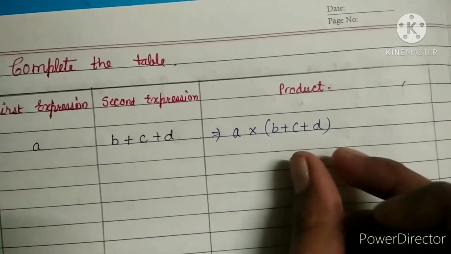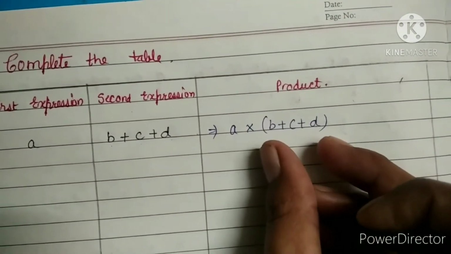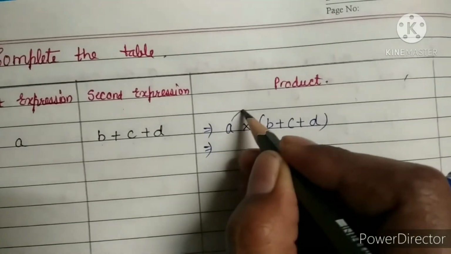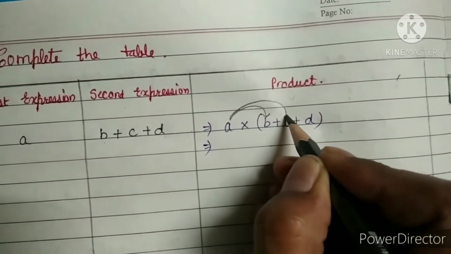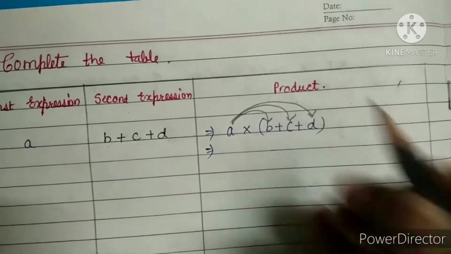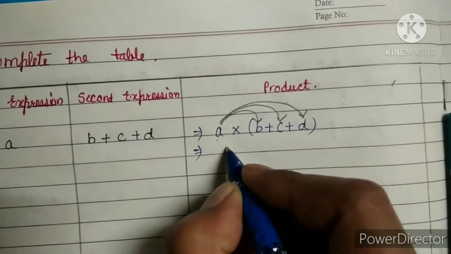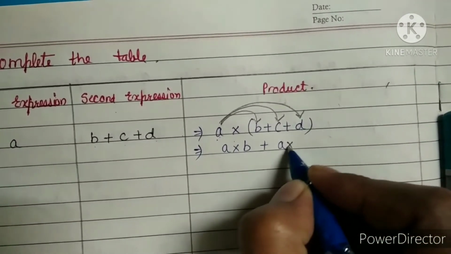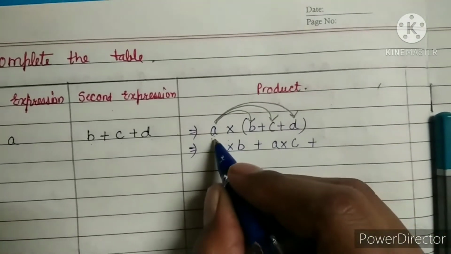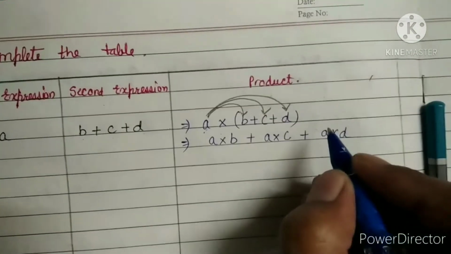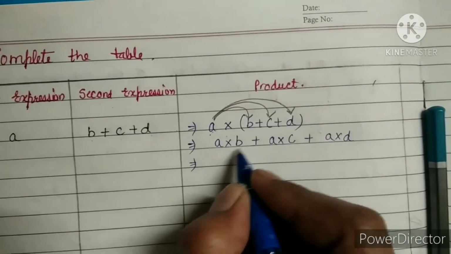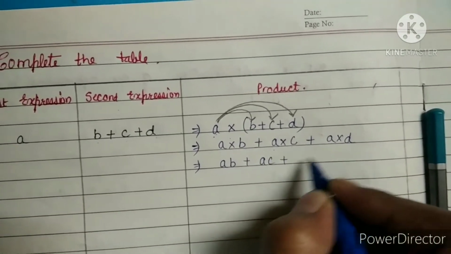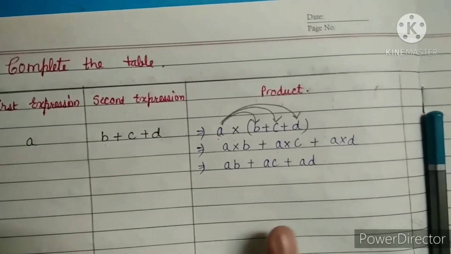You can see whenever we have more than one term, we write it in brackets. Now, firstly, a will go near b, then it will go near c, and at the end near d. So firstly we will write a into b, plus a into c, plus a into d. Its answer will become ab plus ac plus ad, since the variables are totally different. This is the answer of the first one.